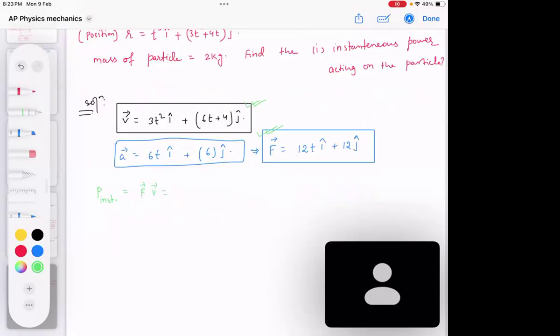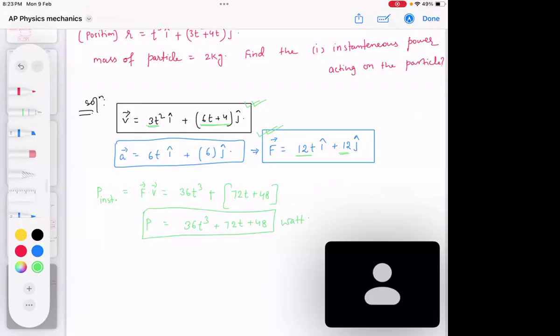Let's take the dot product, 12t into 3t square. So 36t cube will come, plus 6t plus 4 times 12. So 12 into 6t, 72t, 12 into 4, 48. You can just write it: 36t cube plus 72t plus 48. The unit will come as what? Watt, because we have kept everything in SI units. So this is about the instantaneous power.